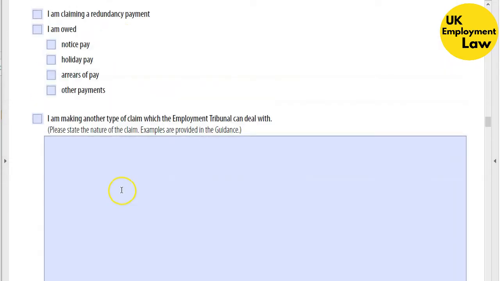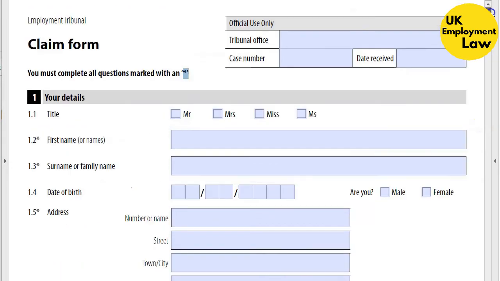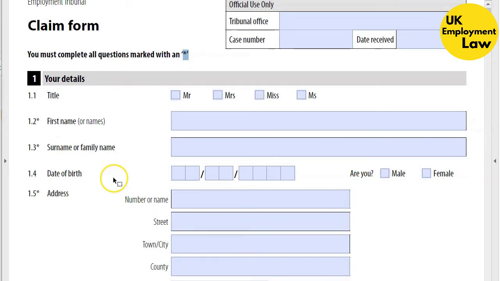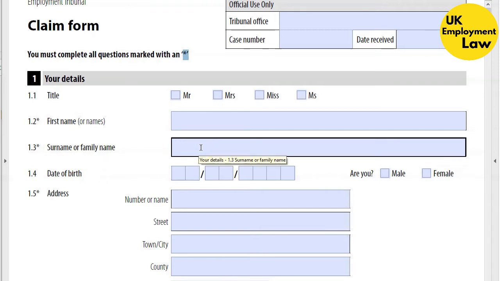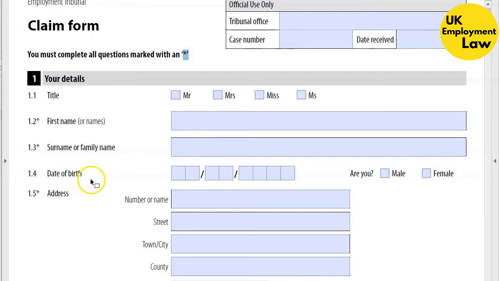Now let's go through each section starting from the top. Section 1, 1.1 is about title, Mr., Mrs., whatever you prefer. 1.2, in this section you put your full first name and any middle names. 1.3, your surname or family name. Give this in capital letters, that's recommended. 1.4 is your date of birth and your gender.